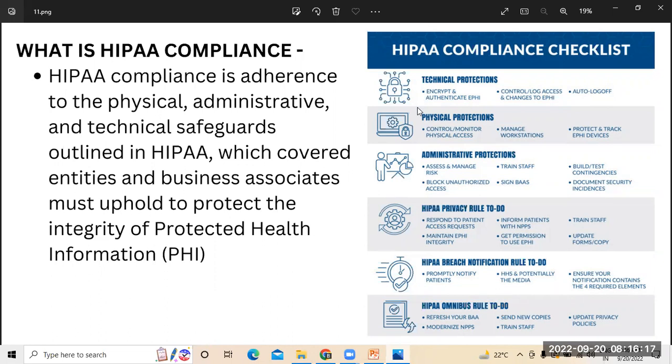At the same time, managing the workstations of the systems which are used between the healthcare provider as well as the insurance organizations will also be protected, because of the workstations at the location, either on the healthcare physician side.